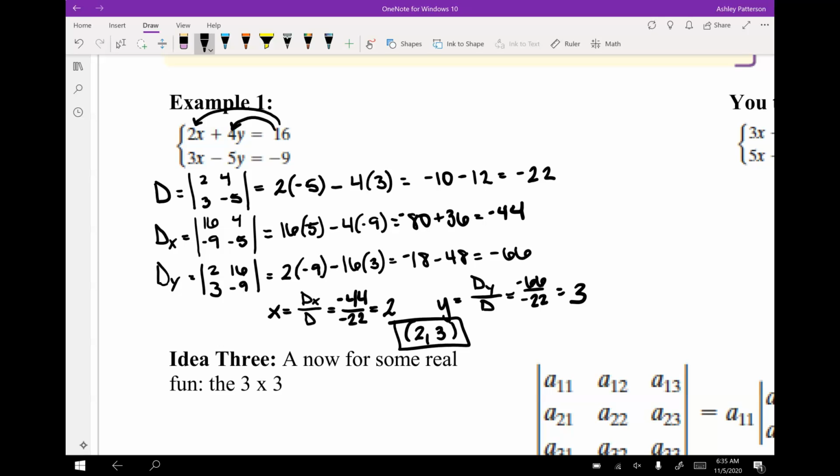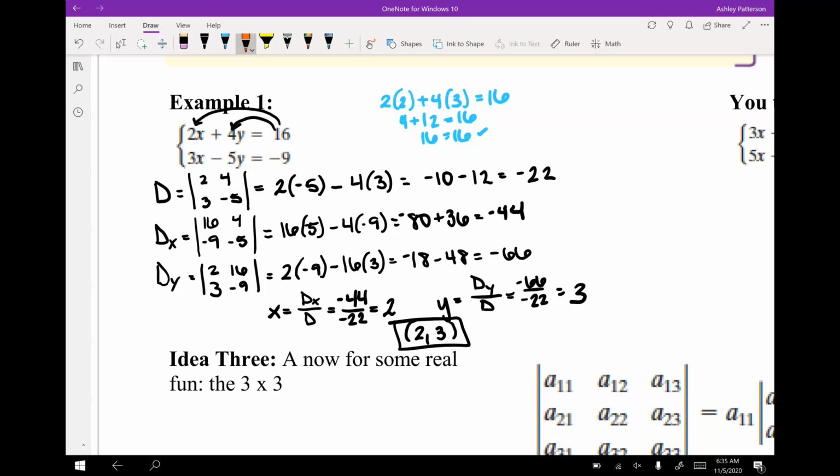Now, just like you would, if you wanted to, with any system, you can plug this in and see if it actually makes it true. If I take 2 for x, and I'm using the first equation, and I plug in 3 for y, it should work out. We get 4 plus 12. Yep. So these two numbers make the first equation true.